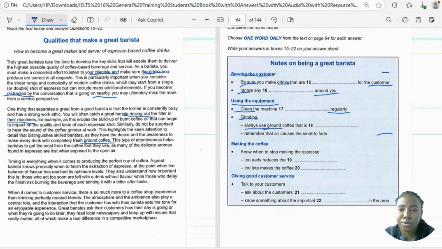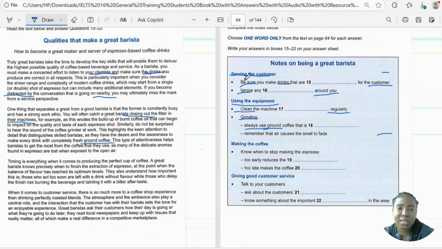Okay, so let's answer each of the questions. For 15, we found clientele and then we found drinks. So let's read that area. It says, as a barista, you must make concerted efforts to listen to your clientele and make sure the drinks you produce are correct in all respects.